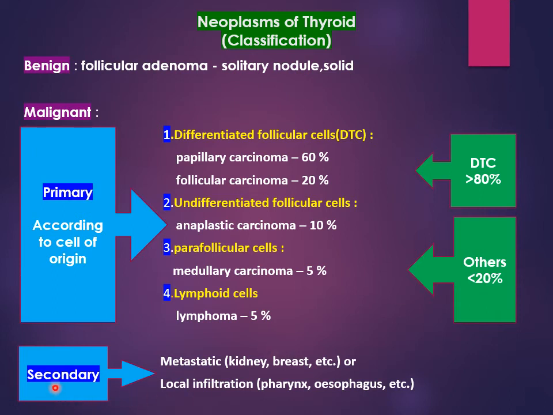The secondary malignant tumors are metastatic from other sites, especially the kidney and the breast, which are rare. But more important is local infiltration from the pharynx and esophagus. Tumors from the pharynx and esophagus infiltrate into the thyroid gland.